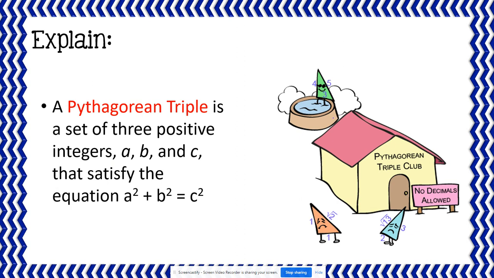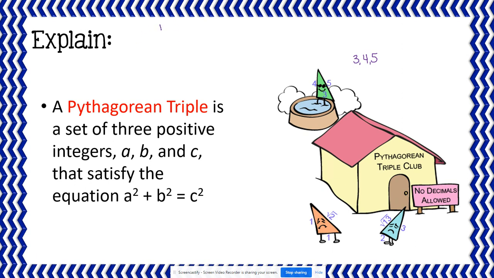A Pythagorean triple is a special set of integers where you have a, b, and c that would satisfy that equation a squared plus b squared equals c squared. So what we just saw, 3, 4, and 5, is considered a Pythagorean triple because 3 squared plus 4 squared does equal 5 squared. It doesn't always work.